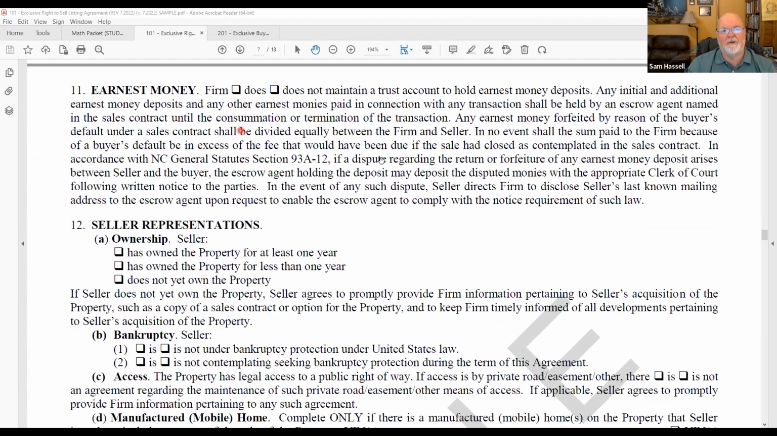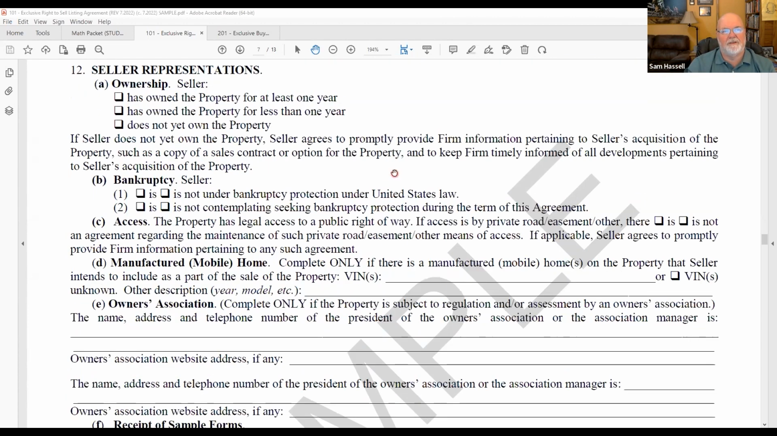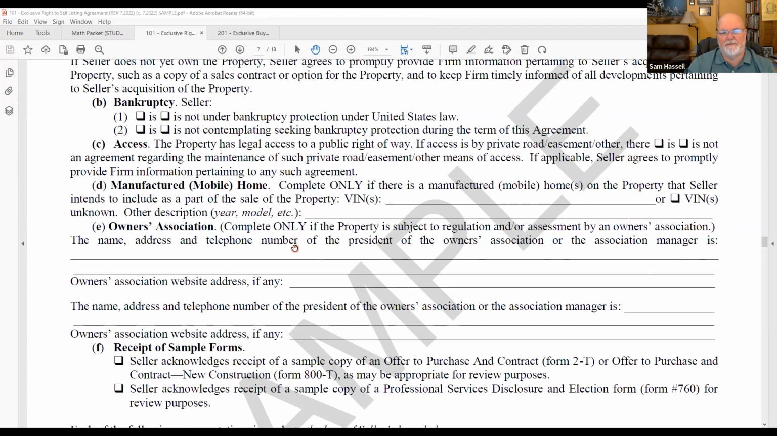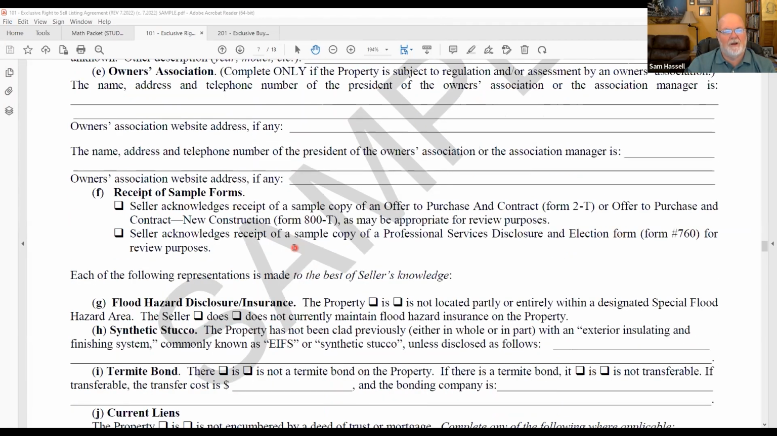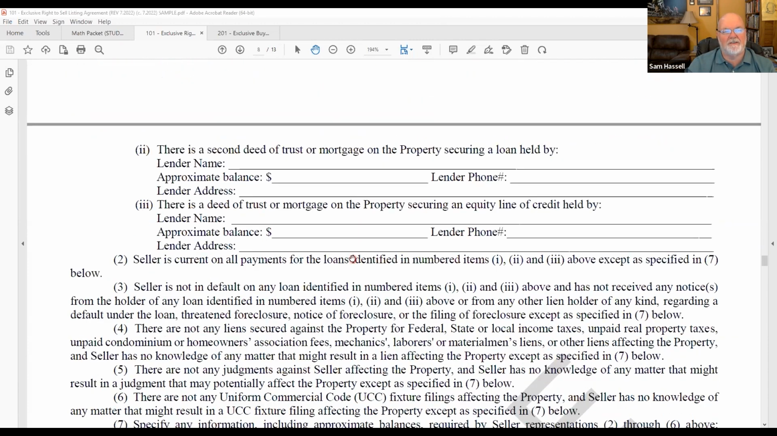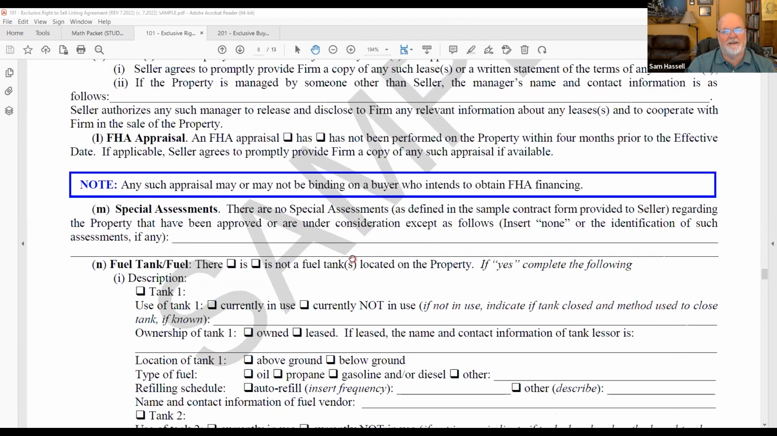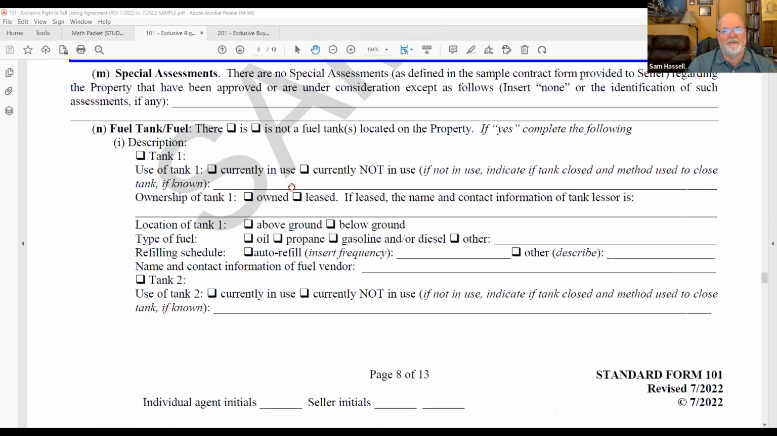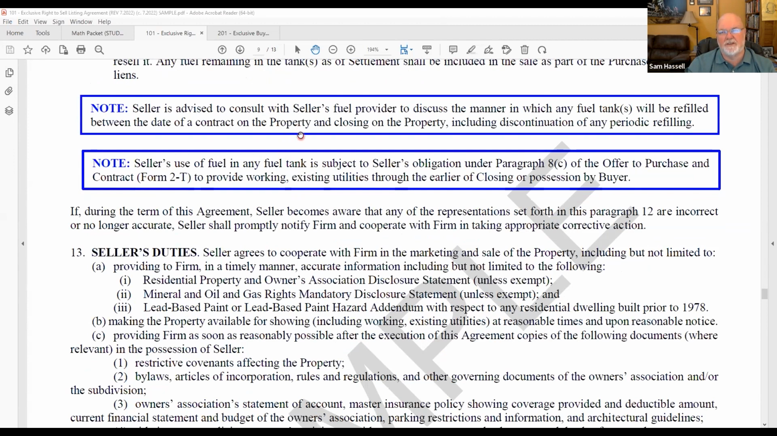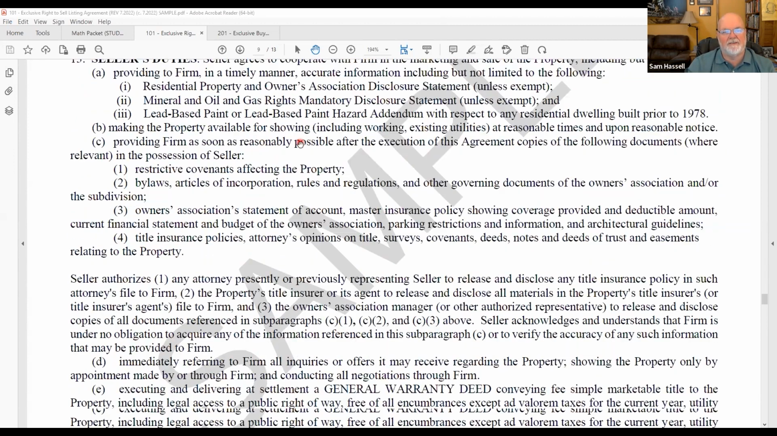Earnest money, what we're going to do, we're going to hold it in a trust account, right? And then seller representation. Who's the seller? How long have they owned it? Are they going into bankruptcy? Access, all right? Is it a mobile home, manufactured home? All of this stuff is right here. You can read the last 5 pages and know what else is out there. Special assessments, fuel tanks, all right? Particularly pay attention to the notes and the warnings, the blues and the reds.